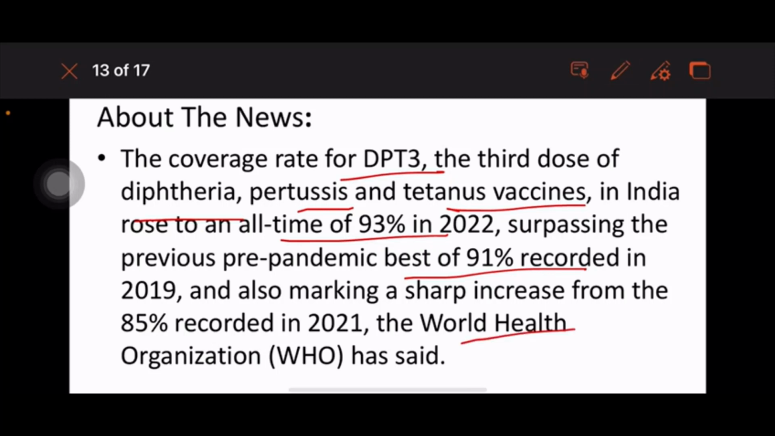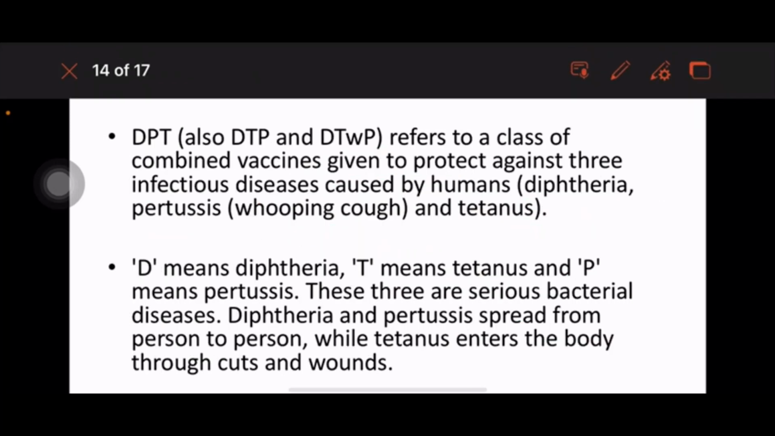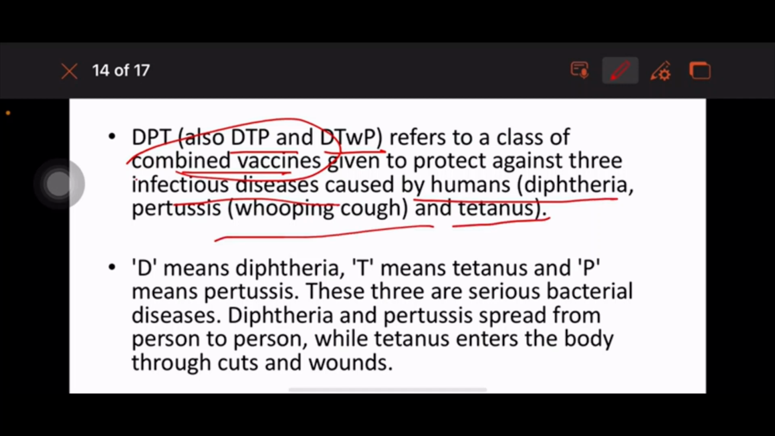DPT is also called DTP or DTwP, which refers to a class of combined vaccines that protect against 3 infectious diseases caused by bacteria: diphtheria, whooping cough and tetanus. D means diphtheria, T means tetanus and P means pertussis. These 3 are serious bacterial diseases. Diphtheria and pertussis spread from person to person, while tetanus enters the body through cuts and wounds.